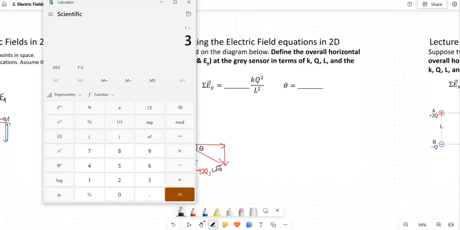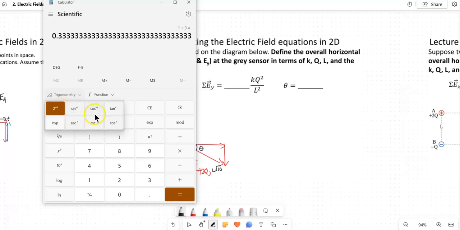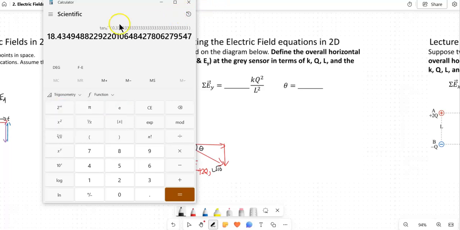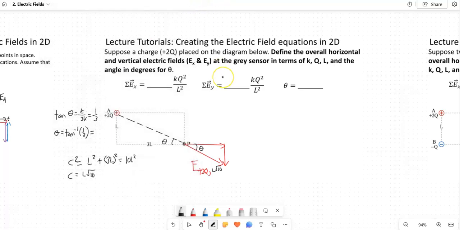1 divided by 3, trigonometry, second function, tangent, 18.43. So this is going to be 18.43. So now I'm going to replace those thetas with 18.43.